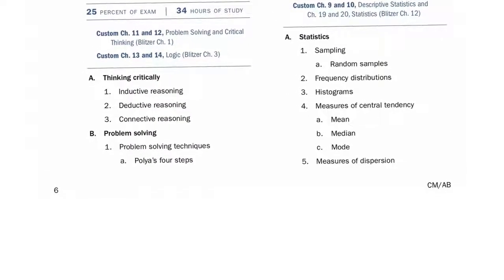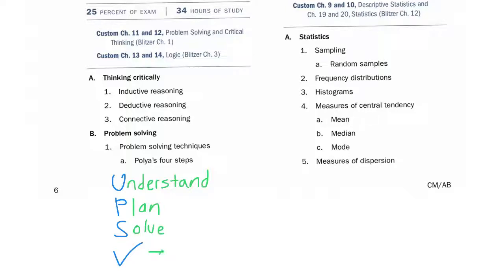Okay, best way to remember this, in my opinion, is U, P, S, check. And U stands for understand the problem. And this is really applicable to word problems in particular. P is plan. You got to make a plan, maybe use some sort of mathematical model. S stands for solve. And then check means check to make sure that you got the right answer.